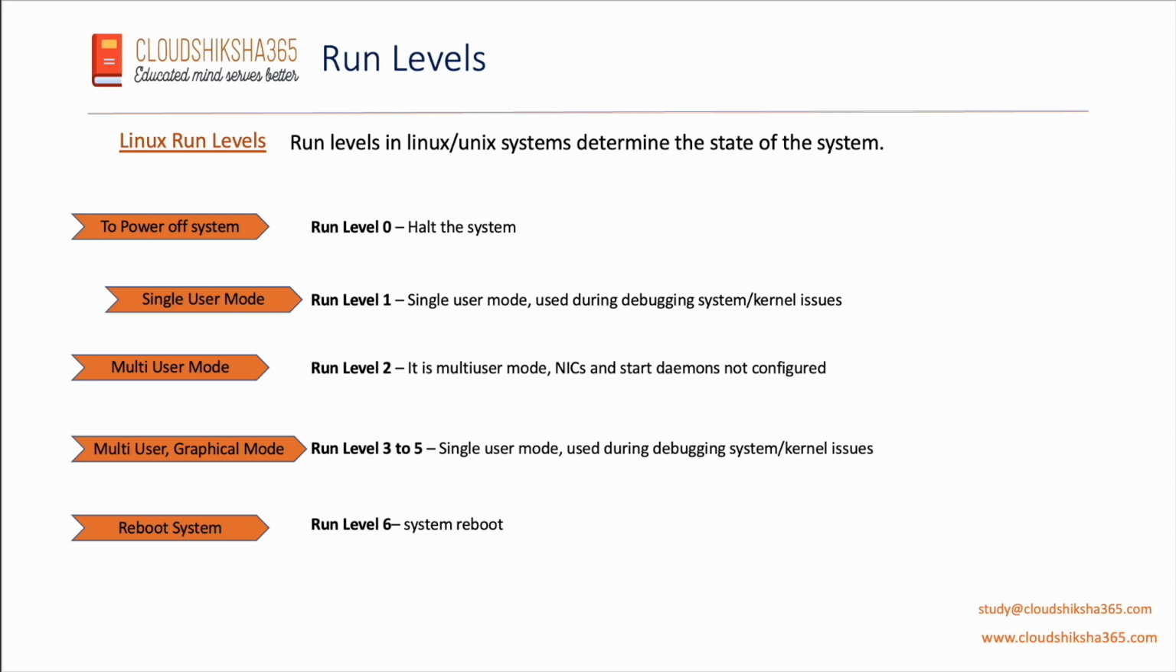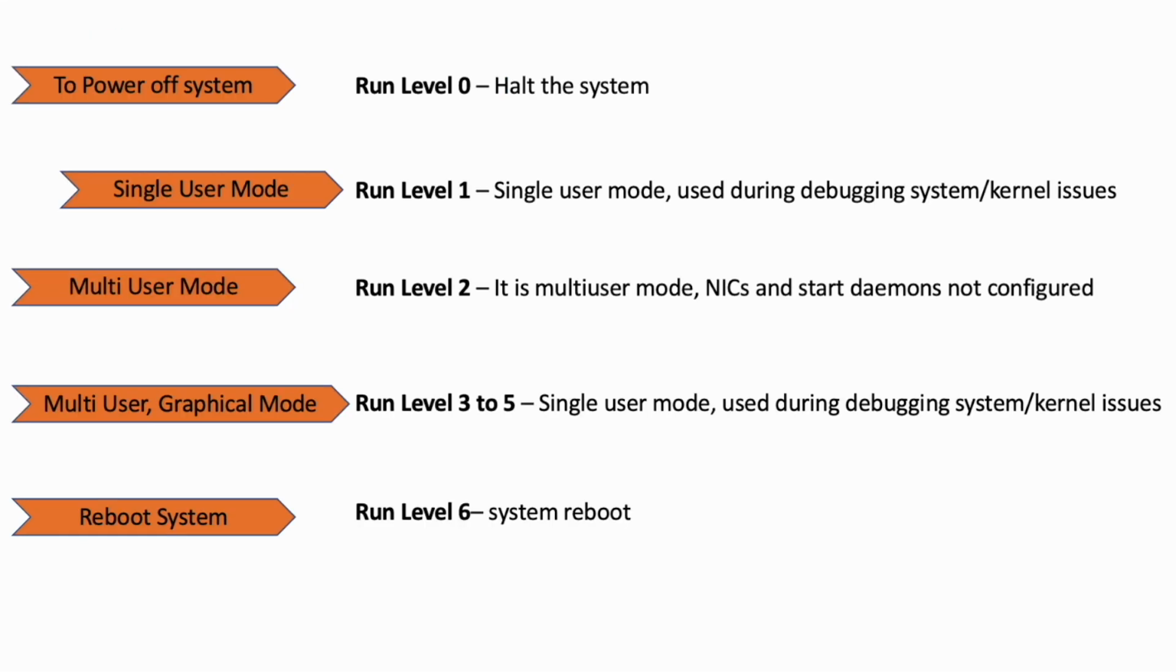Run level 1 is the single user mode, which we also call rescue mode or maintenance mode. That single user mode is run level 1, where we can do maintenance on the system and fix issues. Then there is run level 2, the multi-user mode, however this is restricted. The network interface card or network services and daemons are not started here. So this is still the restricted mode, but multiple users can still connect to your system.